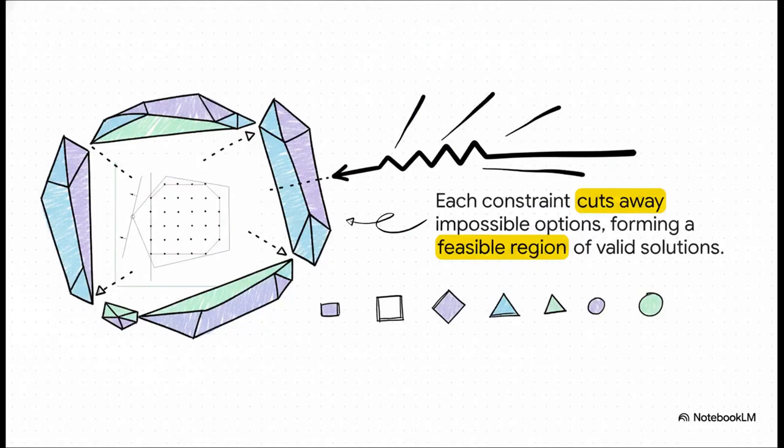And here's how this map gets drawn. Every single constraint we create acts like a line, basically slicing away all the combinations that are impossible. And as we add more and more rules, they start to form the boundaries of a shape, kind of like a complex crystal. Every single point inside this shape is a valid or feasible solution to our problem.